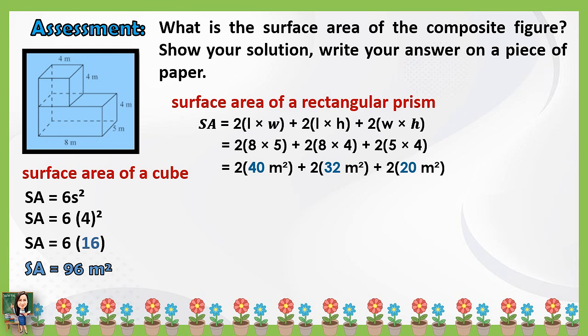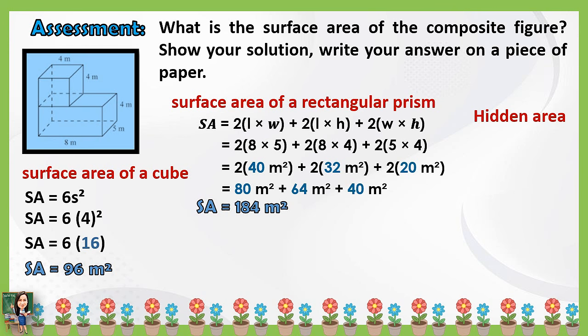And multiply the width times height. 5 meters is the width and the height is 4. 5 times 4 equals 20 square meters. Then multiply to 2. 2 times 40 equals 80 square meters. 2 times 32 equals 64 square meters. And 2 times 20 equals 40 square meters. So 80 plus 64 plus 40 equals 184 square meters. So this is the surface area of a rectangular prism.